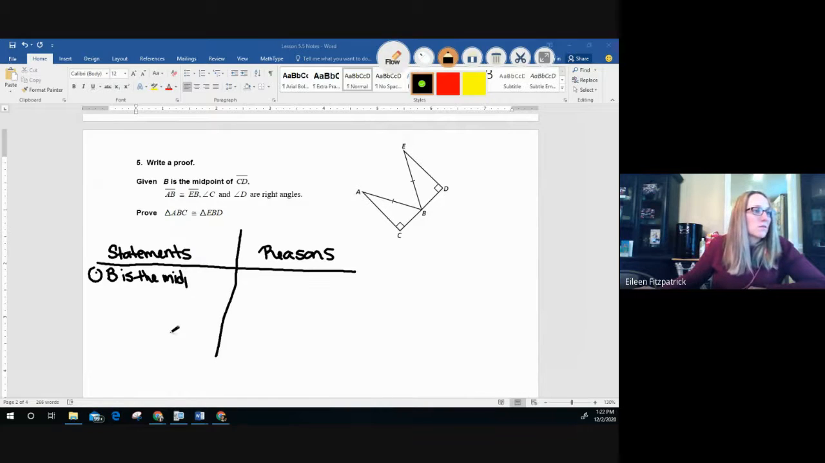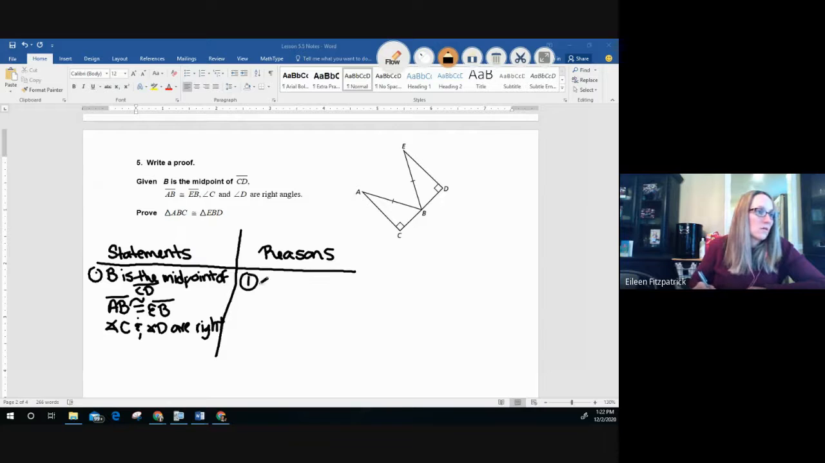All right, so B is the midpoint of CD. You're also given that AB is congruent to EB, and you're given that angle C and angle D are right angles. Okay, that's all given. That's a lot of information to be given. So let's make sure everything is marked on the diagram.